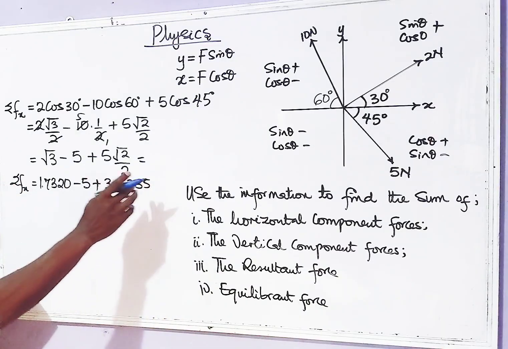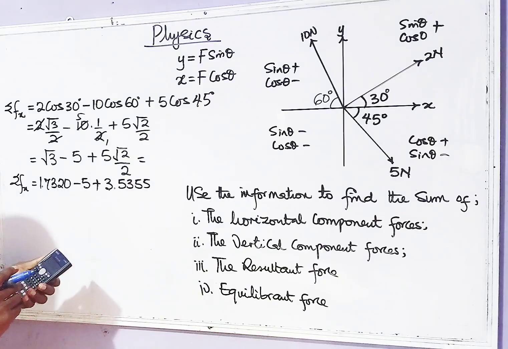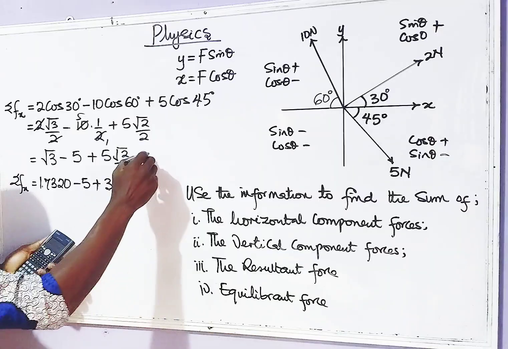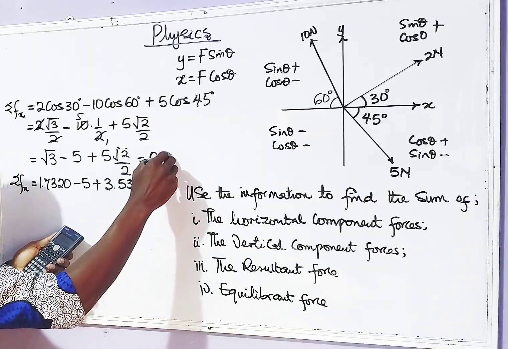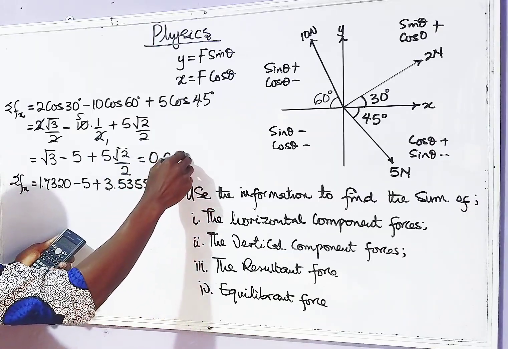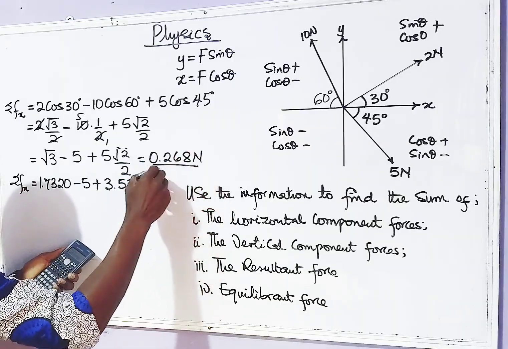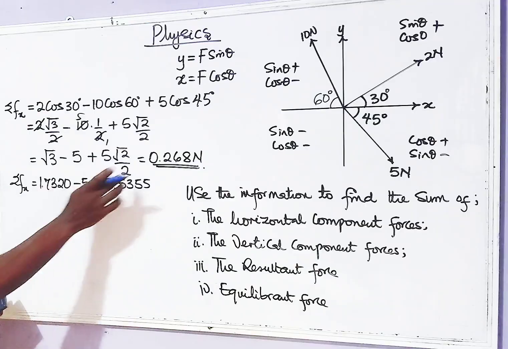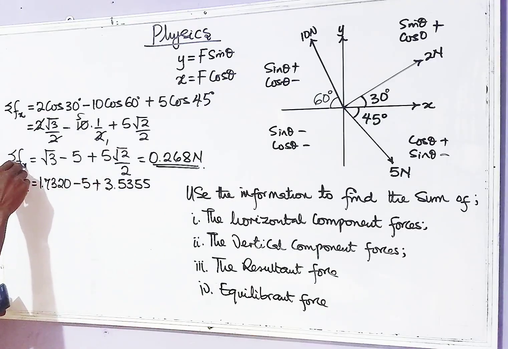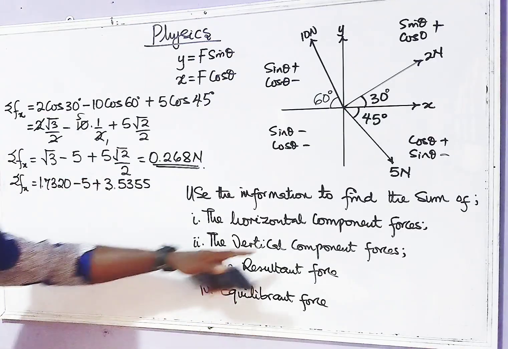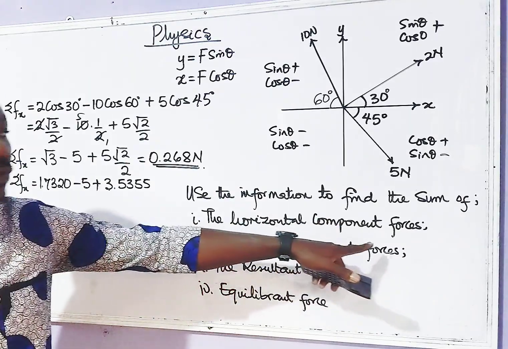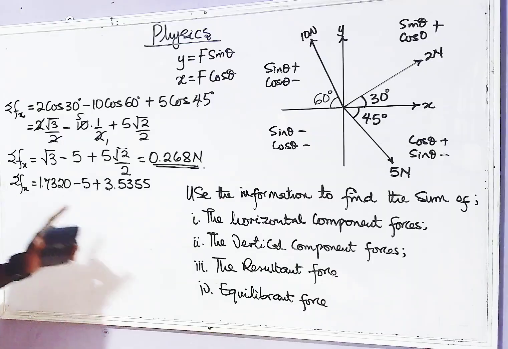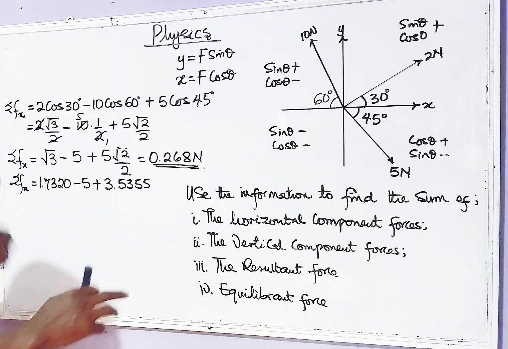Then when we sum all these together, this gives us 0.26, approximately 0.8 Newton. Now, this is the sum of the horizontal component forces. Okay, so now let us move to the vertical component forces.